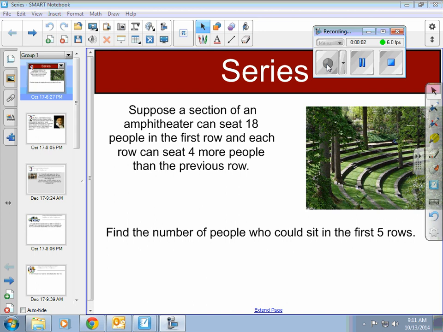About class today, we're going to go ahead and cover the second section in chapter 11. It's the last section we're going to cover, and it's on series. A series is when you take a sequence, which we've been working with, and you take all the terms in that sequence and add them together. So here is an example.